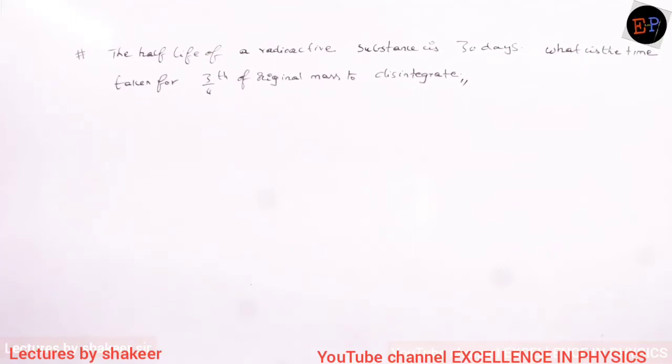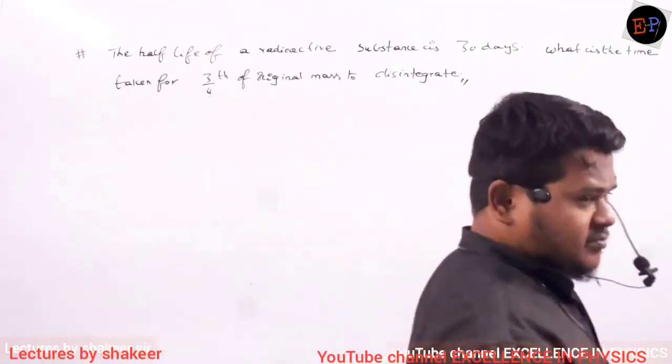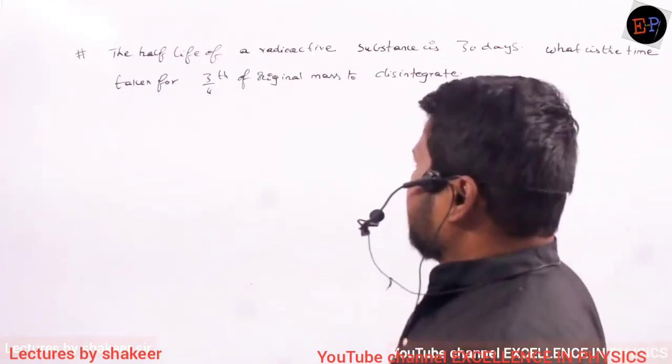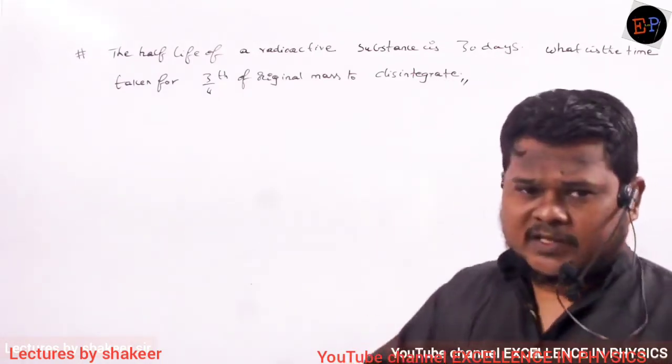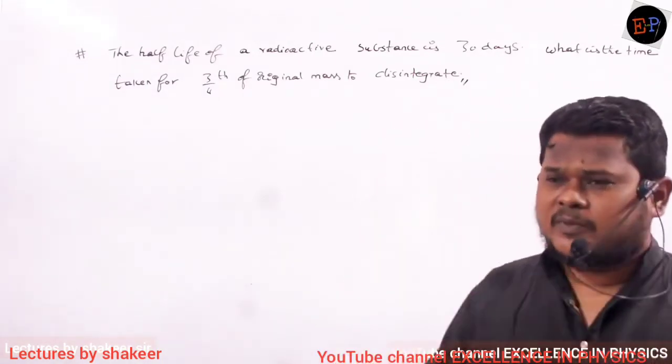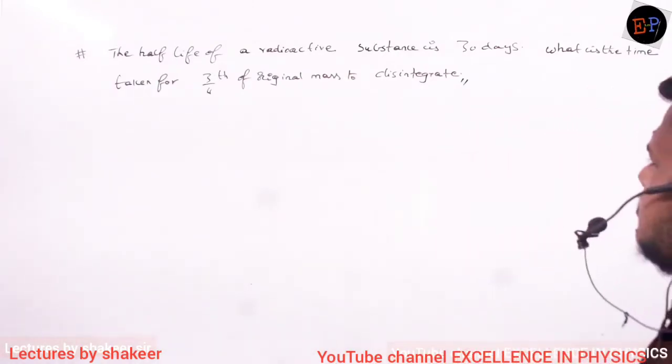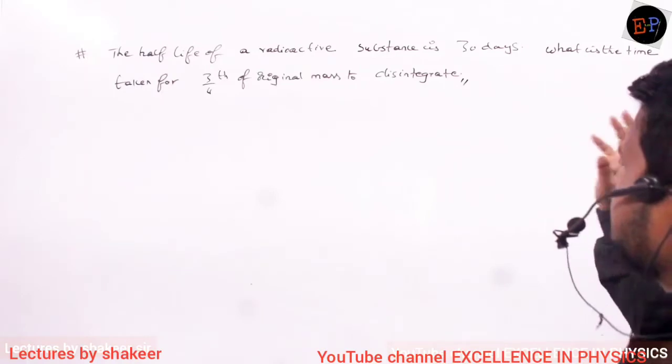So Sima, let us see this question. Half-life of a radioactive substance is 30 days. Half-life means half of the atoms disintegrate and only half will be present. So the time taken is 30 days. So what is the time taken for 3 by 4th of the original mass to disintegrate?